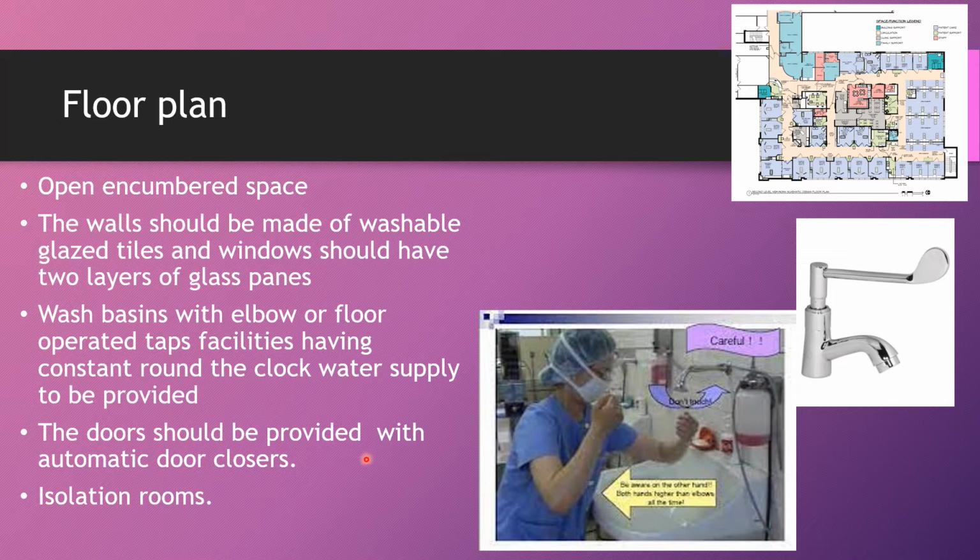Then the door should be provided with automatic door closers. Okay, then isolation rooms are also needed if the baby is delivered from a mother with a highly infectious disease like HIV, syphilis, or hepatitis. This type of baby will be treated in the isolation room. Okay, next please.